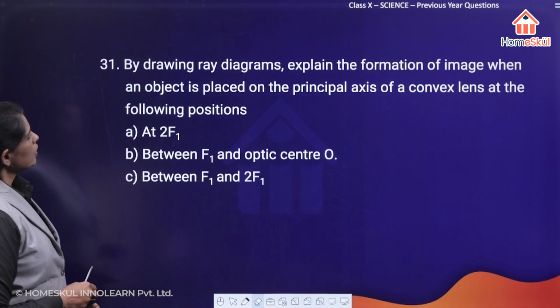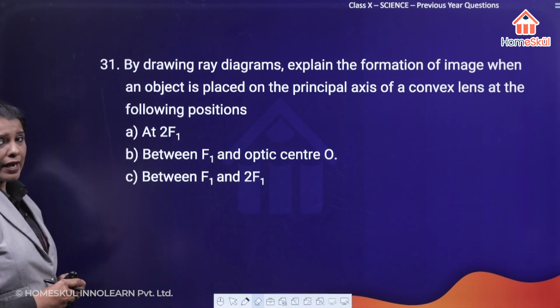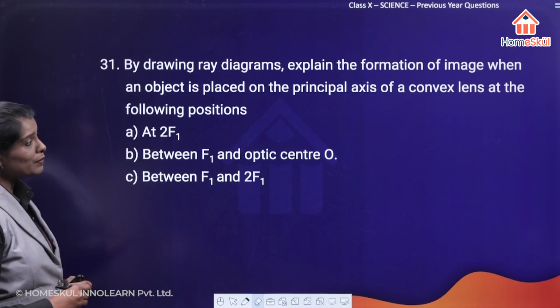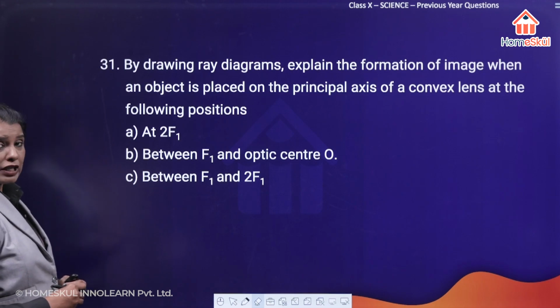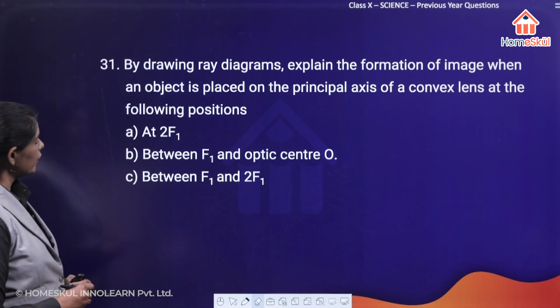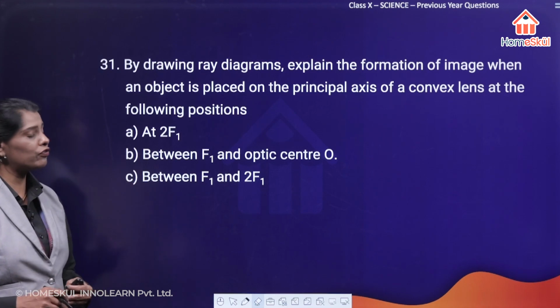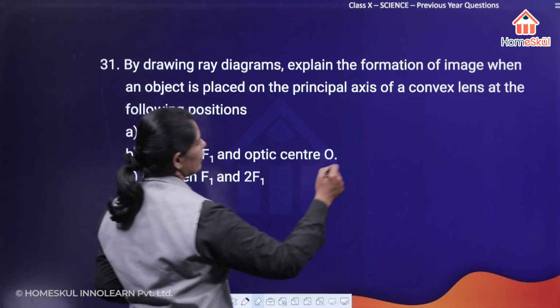Question number 31. Okay, again the ray diagrams. By drawing the ray diagrams, explain the formation of image when an object is placed on the principal axis of a convex lens at the following positions. So the first position here is at 2f1, then between f1 and optic center, and the last one is between f1 and 2f1. So one by one, let us represent this with the ray diagram.